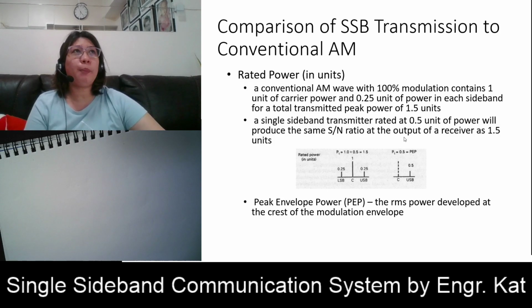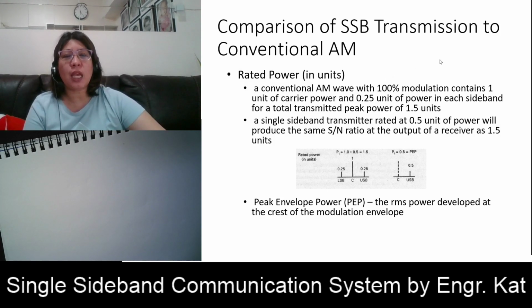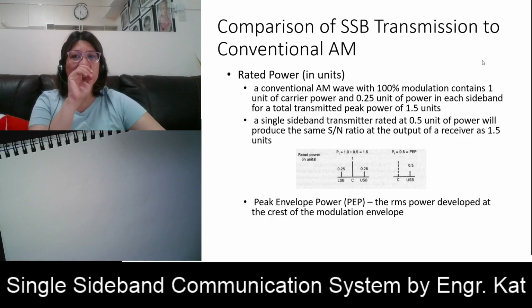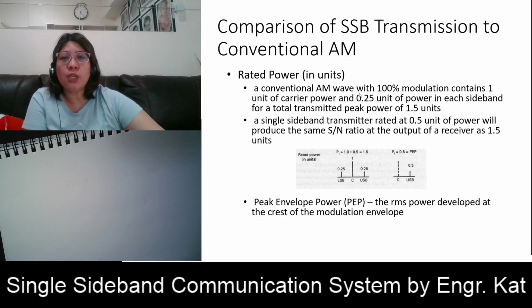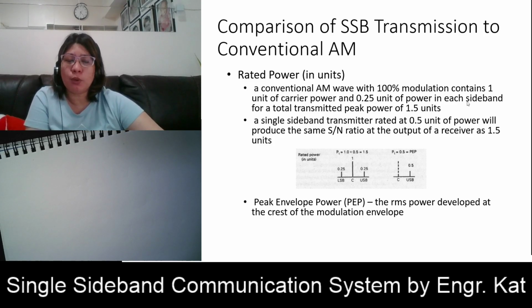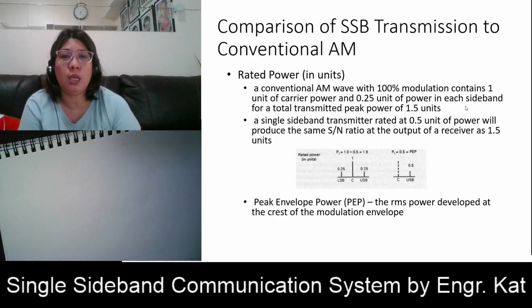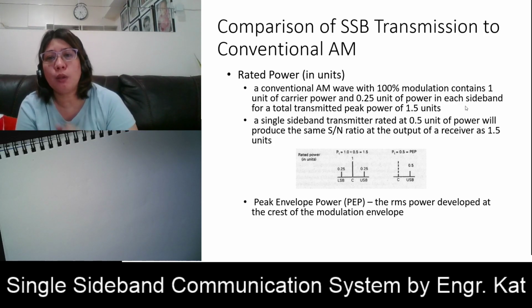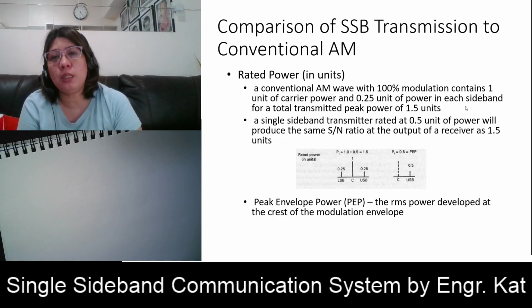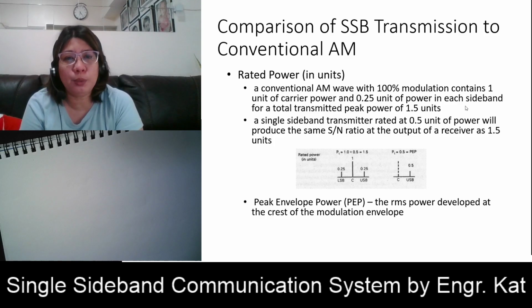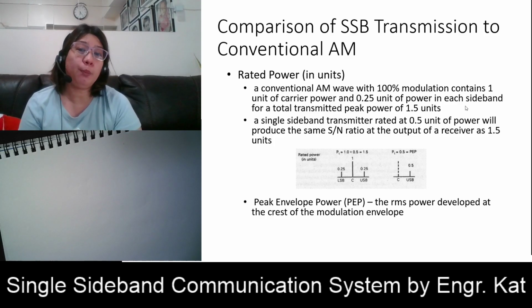Here we have the comparison of single sideband transmission to conventional AM in terms of rated power in units. A conventional AM wave with 100% modulation contains 1 unit of carrier power and 0.25 unit of power in each sideband, for a total transmitted peak power of 1.5 units. A single sideband transmitter rated at 0.5 unit of power will produce the same signal to noise ratio at the output of a receiver as the 1.5 units.